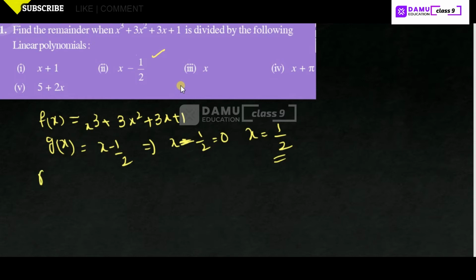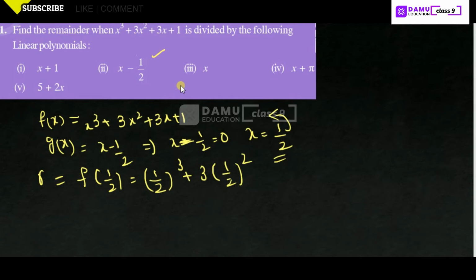Then what is the remainder? Substitute the x value in f of x, that is 1 by 2. So 1 by 2 whole cube plus 3 into 1 by 2 whole square plus 3 into 1 by 2 plus 1. So 1 by 2 whole cube is 1 by 8, since 2 cube is 8, plus 3 into 1 by 2 square, that is 1 by 4, plus 3 by 2 plus 1.